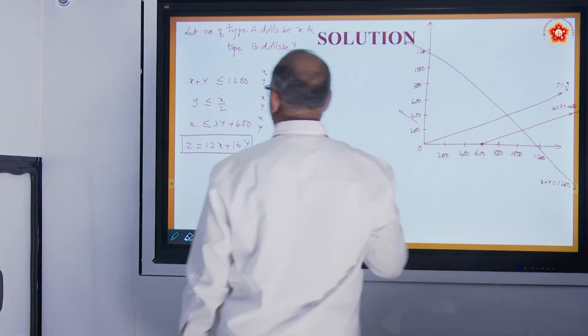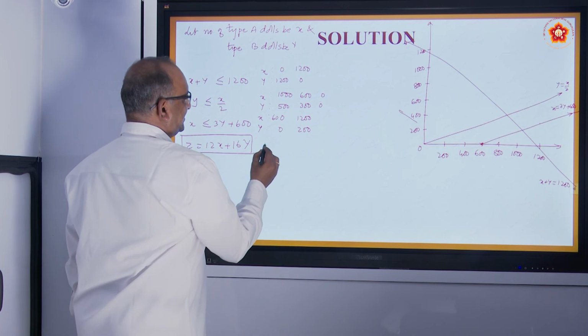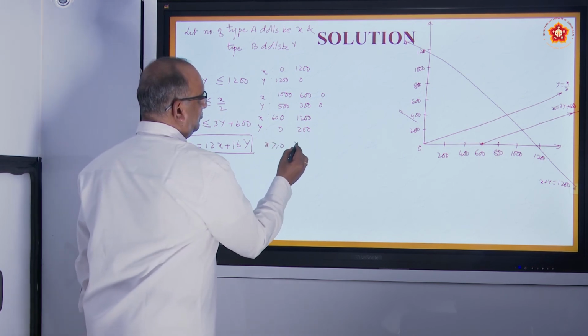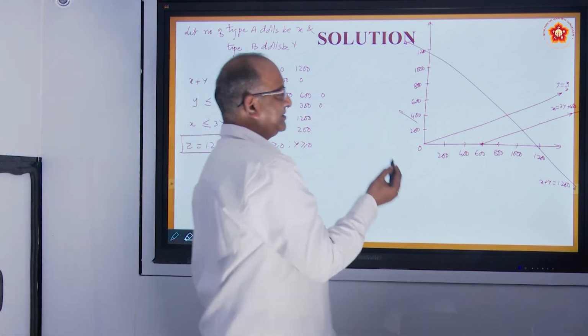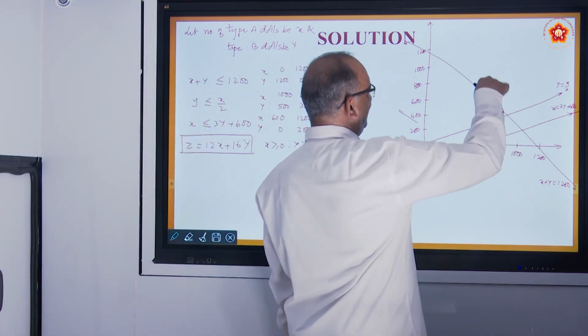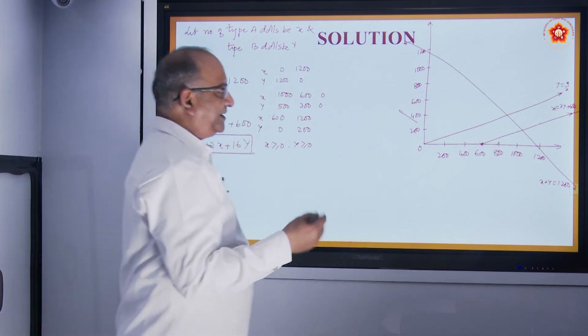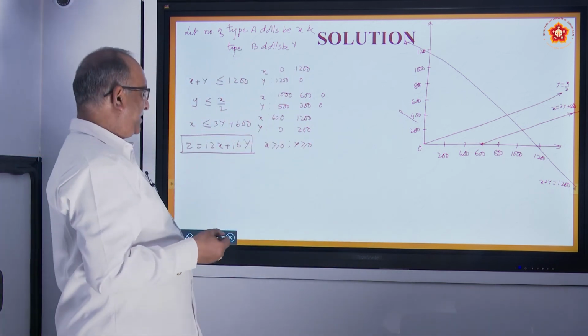And remember always, x is greater than or equal to 0, y is greater than or equal to 0 are always included. So above x-axis, or in other words in the first quadrant. Now shade the areas.